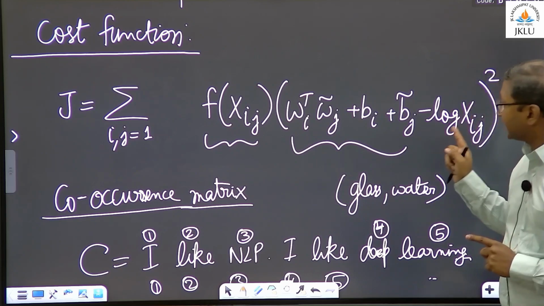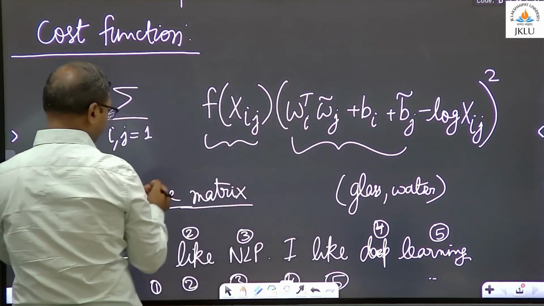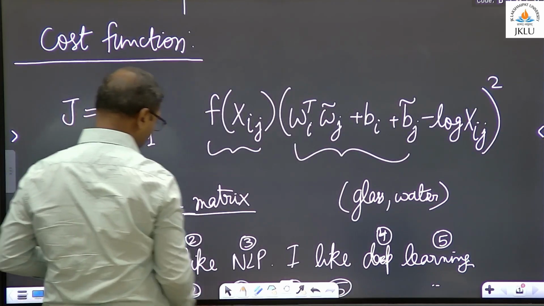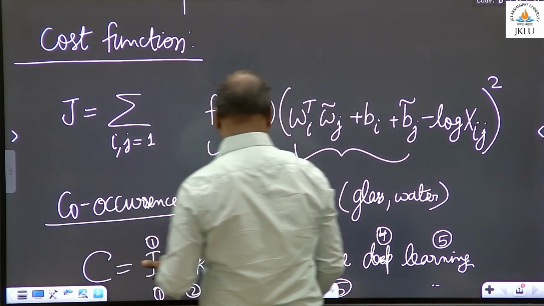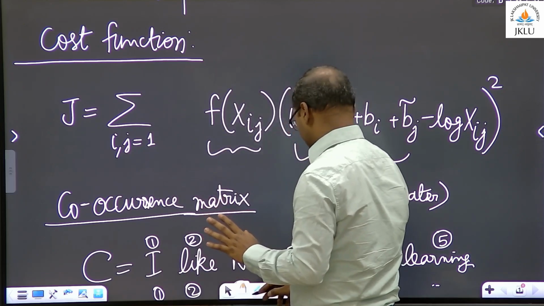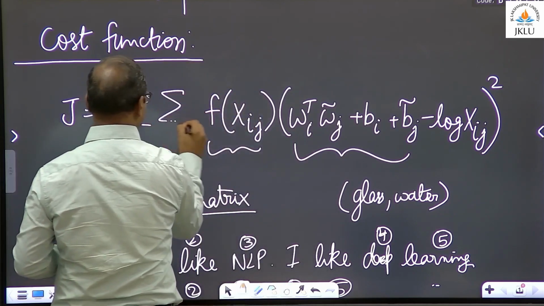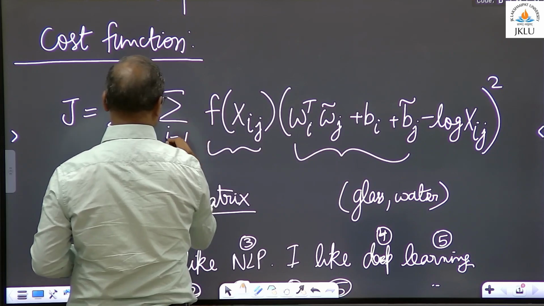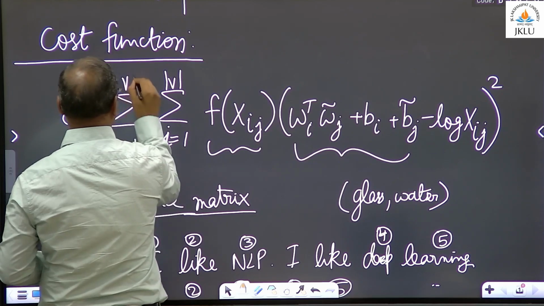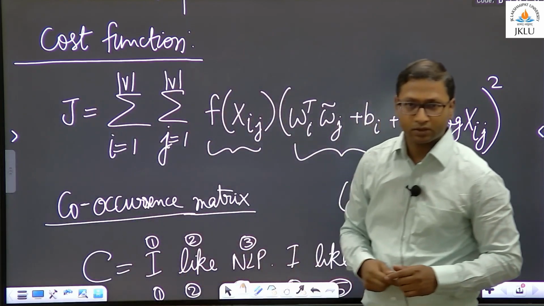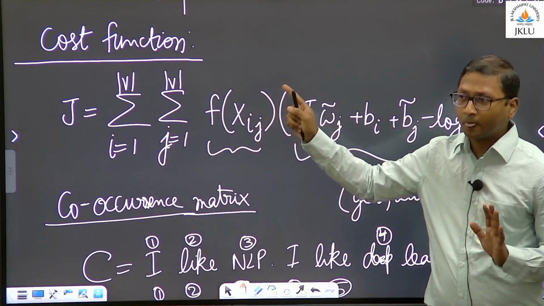Once you have all these Xij's, tell me what will this cost function do? So when i equals 1 to mod V, I'll simply put it this way now. You have two summations, j equal to 1 to mod V, i equal to 1 to mod V, right? Is this equation making more sense now?